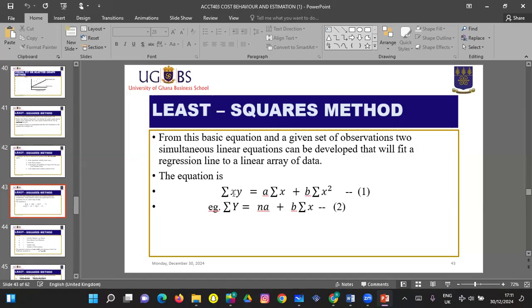Summation of x times y. So they'll give you x coordinate, y coordinate. So x times y plus x times y plus x times y is equal to a times the summation of all the x's plus b times the summation of all the x's squared. So x squared plus the next x squared plus the next x squared. That's what it means here. But at our level, we weren't really introduced to it, so I wouldn't really talk much about it.